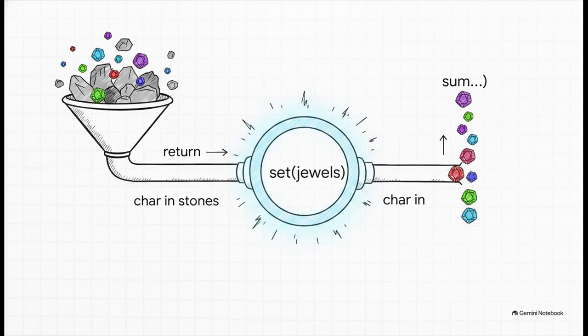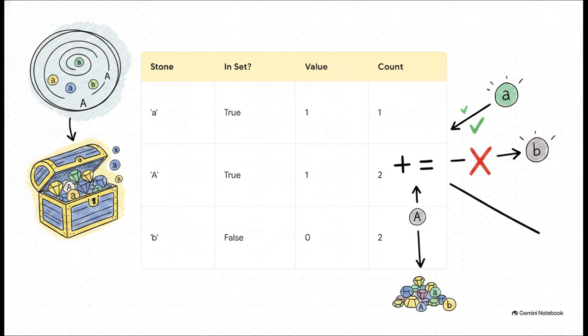If you want to see exactly how that Python evaluation works under the hood, let's trace it through an execution table based on AlgoMonster's breakdown. Let's say our joules are lowercase a and uppercase A, and our stones are a, A, b. For that first stone, lowercase a, the set lookup returns true. Well, in Python, true mathematically evaluates to the integer 1, so our running count becomes 1.